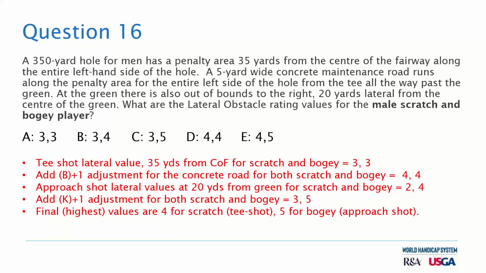So how do we do this? Sort of like the previous questions at the beginning, where we had 2 different values, which value do we take? Well, we're going to take the highest values from each landing zone. So the highest landing zone values are the 4 from the tee shot for scratch and 5 for bogey from that approach shot. So those are going to be our final values for both scratch and bogey for this hole on the lateral obstacle ratings: 4 and 5, which means answer E would be our correct answer.